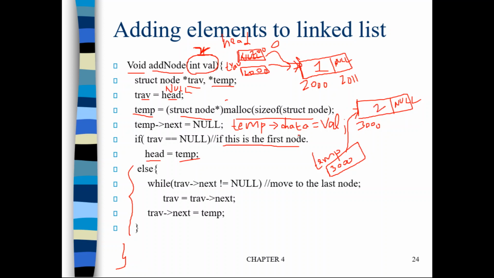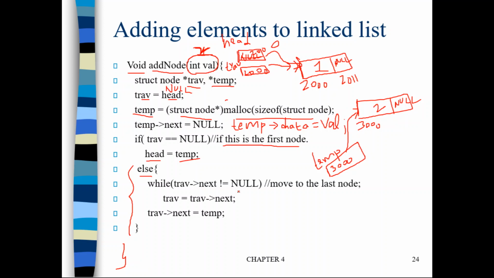Okay, and now we check if traverse is equal to null. No, this time traverse is not null, because there is one node already and head is pointing to that. Traverse is not null, so the else part will execute. What does the else part say? While traverse arrow next not equal to null.